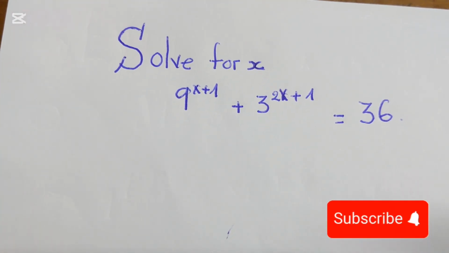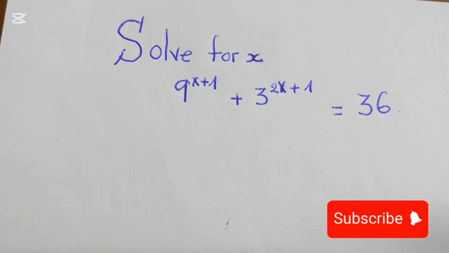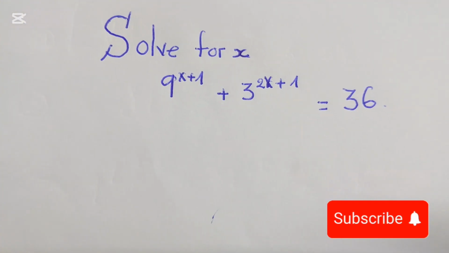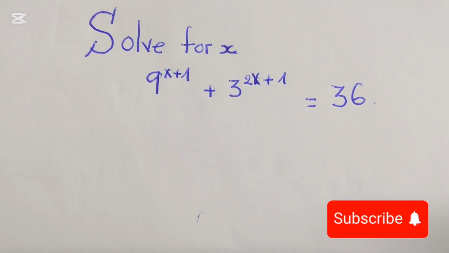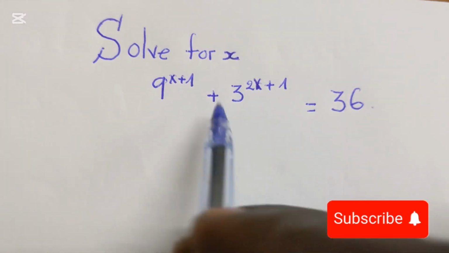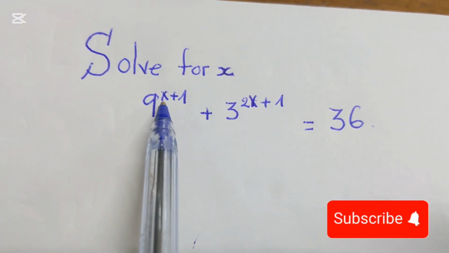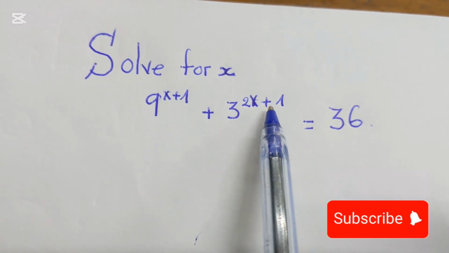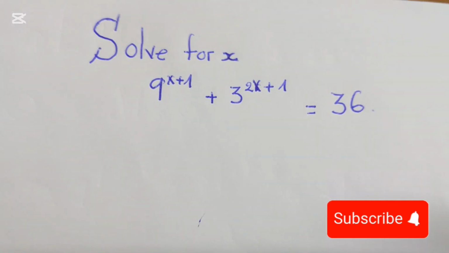Now we have an equation which is 9 power x plus 1, plus 3 power 2x plus 1, which is equal to 36. So now we are going to deal with this question: 9 power x plus 1, then plus 3 power 2x plus 1, which is equal to 36.